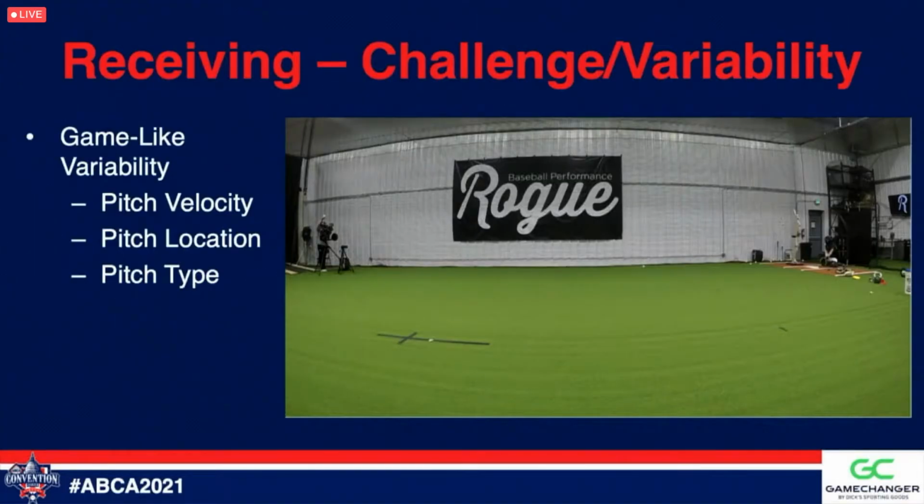Okay. So in this challenge and variability phase, I think it's really important that perception and action are coupled. Okay, so we want that perception piece to be as close to game-like as we can make it. So we move the machine all the way back to full distance. We turn the velocity up to what we expect them to see in a game. And then we start playing with locations, in and out, up, down. We want to see how they handle missed spots, if their movement solution is good for missed spots, and how they handle breaking pitches or different pitch types that they expect to see in a game.